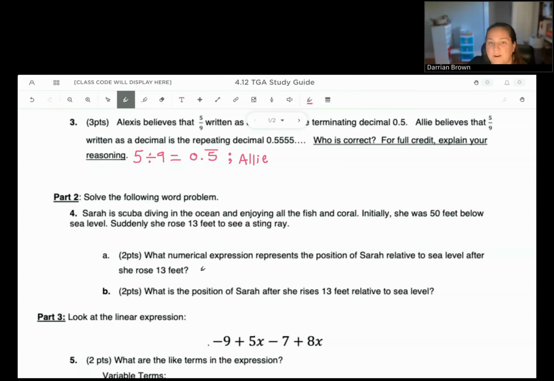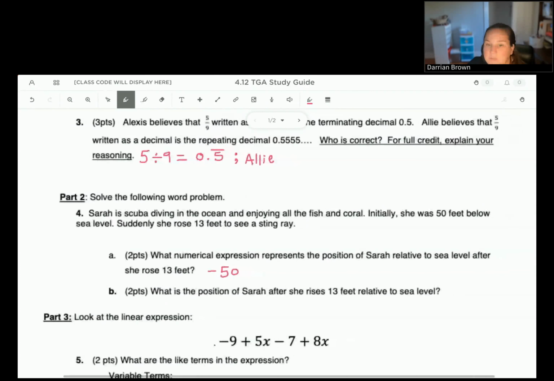Okay, so part A says, what numerical expression represents the position of Sarah relative to sea level after she rose 13 feet? So to begin, you have to write down where she started. It says initially she was 50 feet below sea level. Since she was below sea level, that's going to be a -50, because if you go down below the sea level, that's negative. Then it says she rose 13 feet. If you go up, that is plus. So we're going to do plus 13. Okay, and part A just wants the expression. It doesn't want you to solve it. Part B is where you solve it.